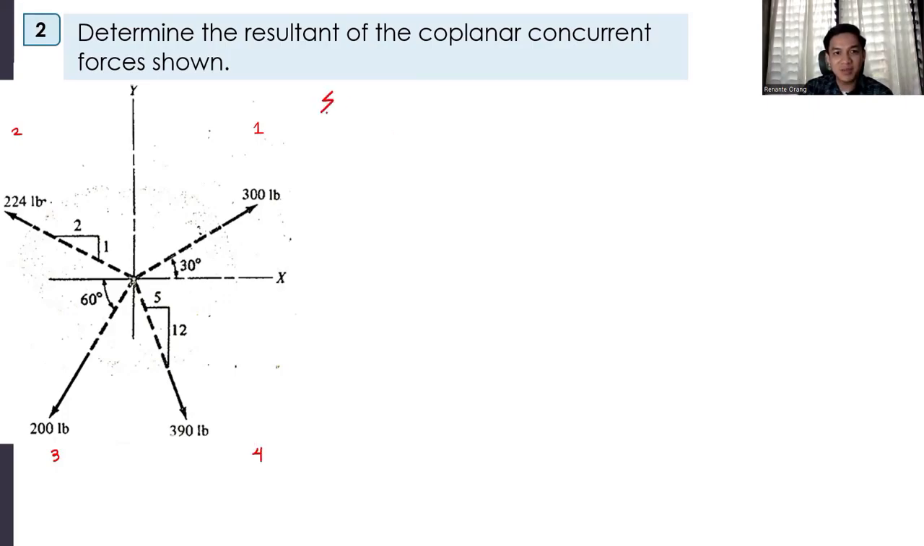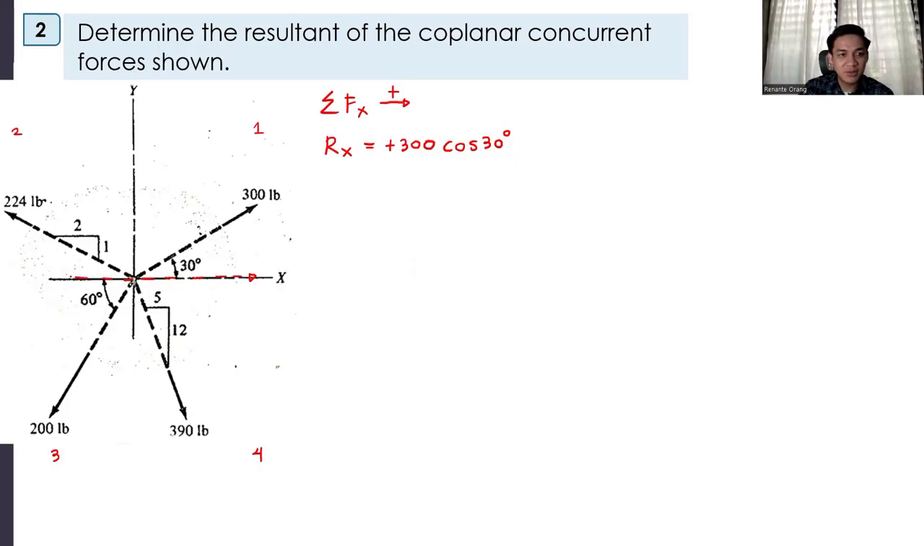So let's start. We have summation of forces in our x-axis where all right side forces is positive para makuha natin si Rx. Let's start with our force 1. Papunta po siya sa right. So that is positive 300. Next, analyze natin. Etong side na to is adjacent. Kapag adjacent is cosine. So this is cosine of 30 degrees.